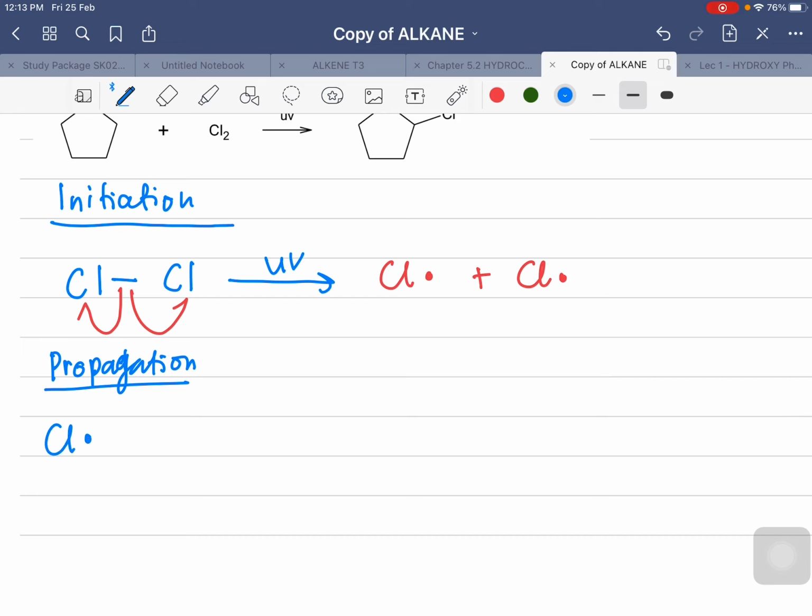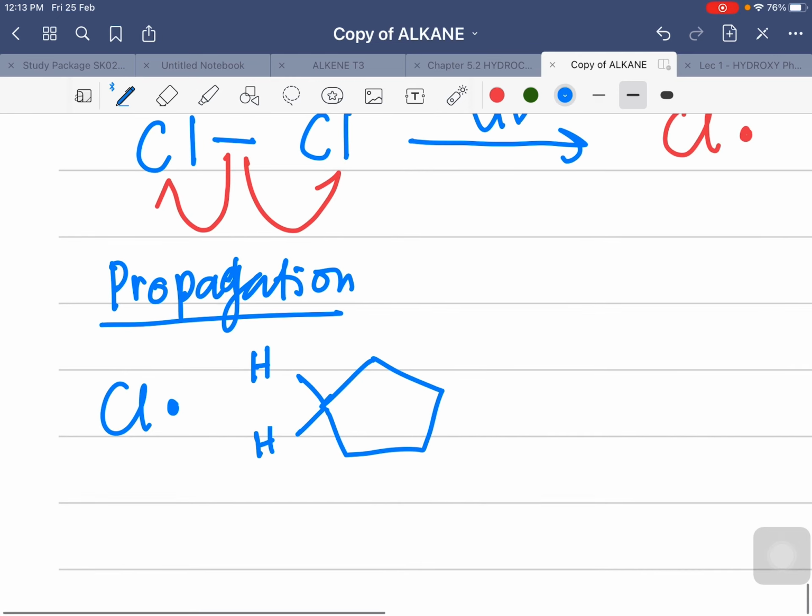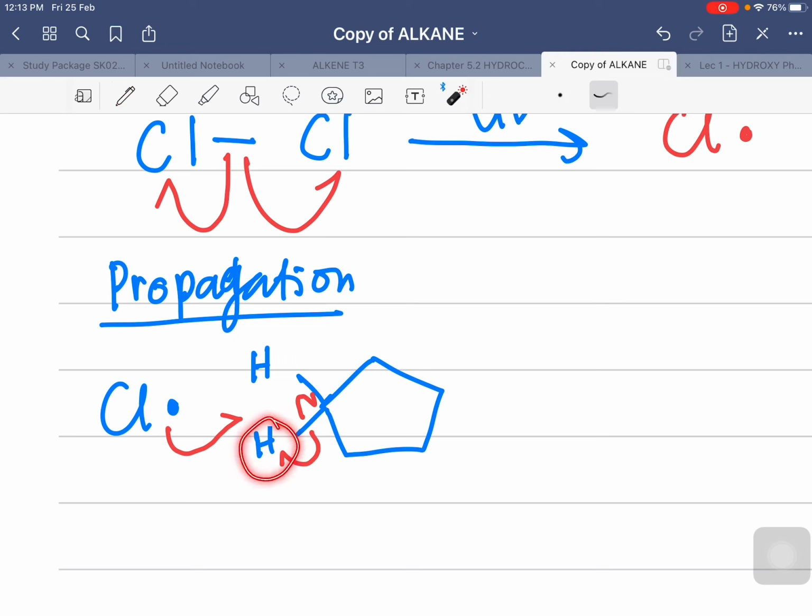So chlorine radical attack siapa? Attack alkane radical. Contohnya dekat sini. Ada hydrogen. So apa yang dia buat adalah dia pergi attack yang neutral, menyebabkan bond antara carbon ni break. Satu elektron daripada bond pergi ke carbon, satu lagi elektron pergi ke hidrogen. Hidrogen yang putus ini menjadi hidrogen radical. So, hidrogen radical bergabung dengan chlorine radical menghasilkan HCl. Jadi, yang carbon ni, satu elektron pergi ke carbon menyebabkan carbon ini mendapat satu elektron.